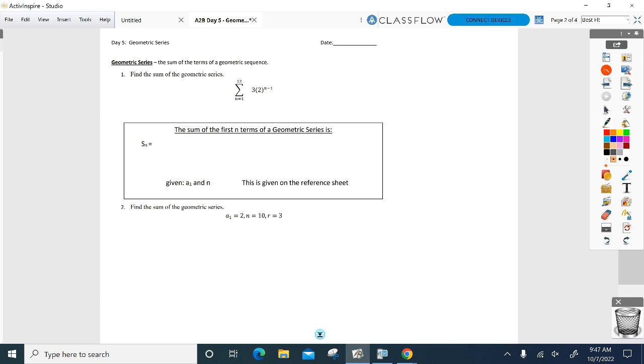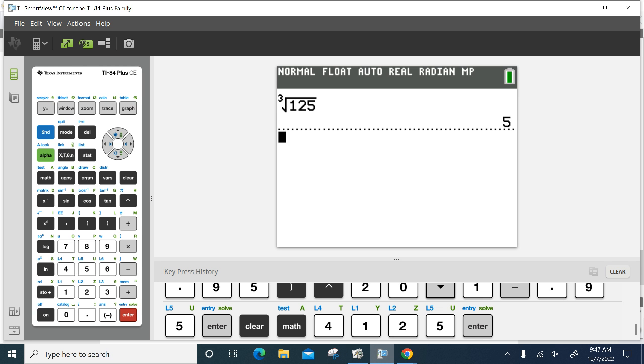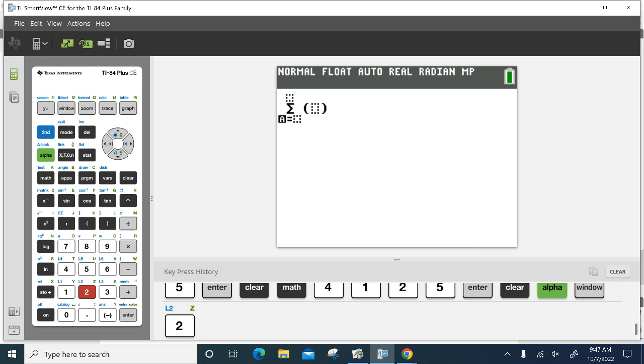So here we go. Let's review. Where do I go on the calculator to get my sigma? Alpha window should be choice number 2. In this case, I'm using n as the variable. If you want to keep x, that's your call. Whatever floats your boat. Find your lower bound. All right. N equals 1 to 12.